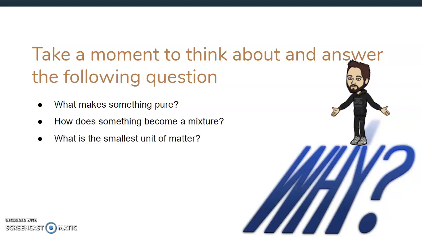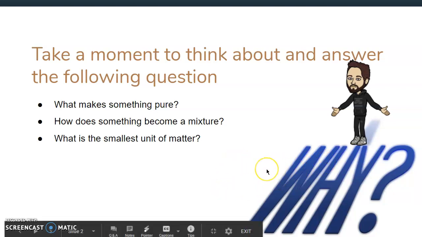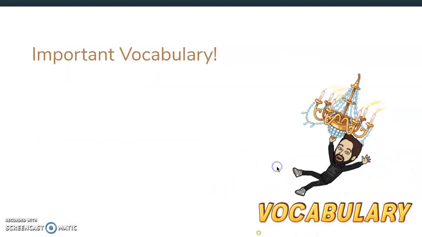And what is the smallest unit of matter? So what is everything made of? I'm curious to see what you guys are thinking and hope this can kind of spark some ideas. So we're going to keep going and talk about some important vocabulary.